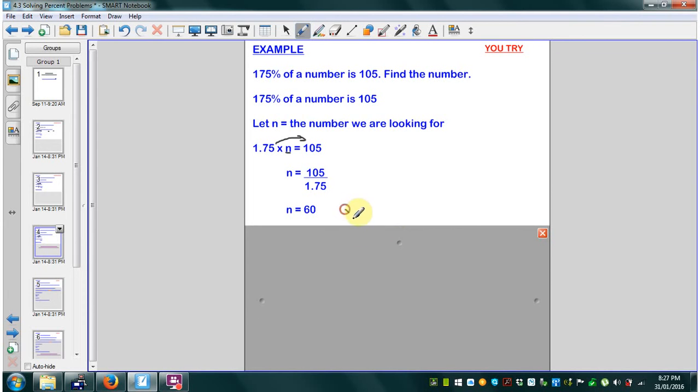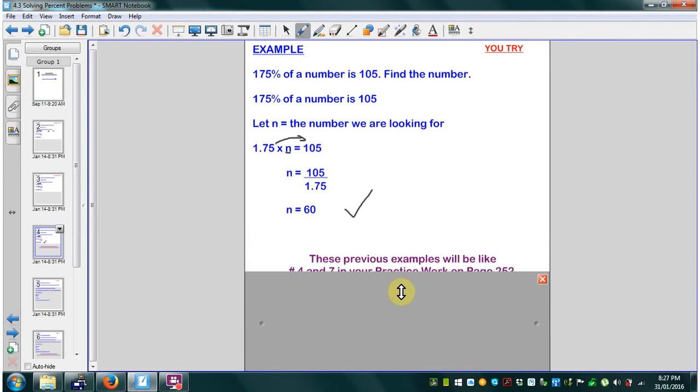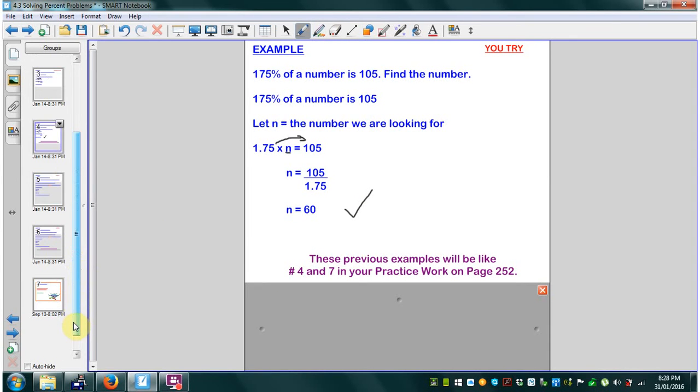Alright, so hopefully you got that answer correct. If not, please go through it and see where you made a mistake. If you're really struggling, please let me know. And just a little note, you will be doing practice work later on page 252. So these previous examples, the three we just did, will be like number 4 and 7. So that's a hint for your practice work. So instead of getting confused in the different methods, if you make this note here in your notes, you'll know where to come back and look for help if you get stuck in your practice work. Okay, when you're ready, we'll move on.